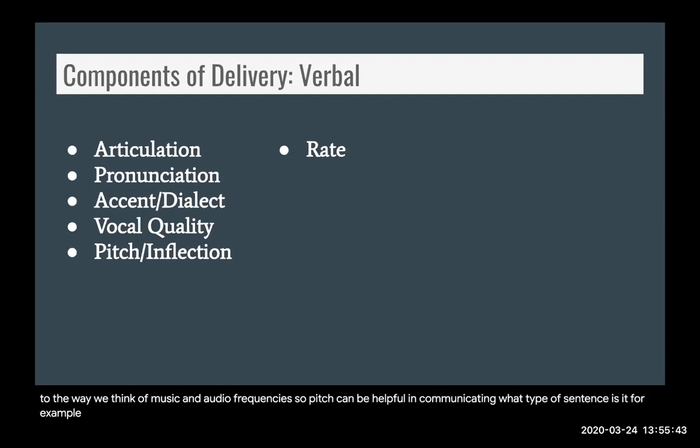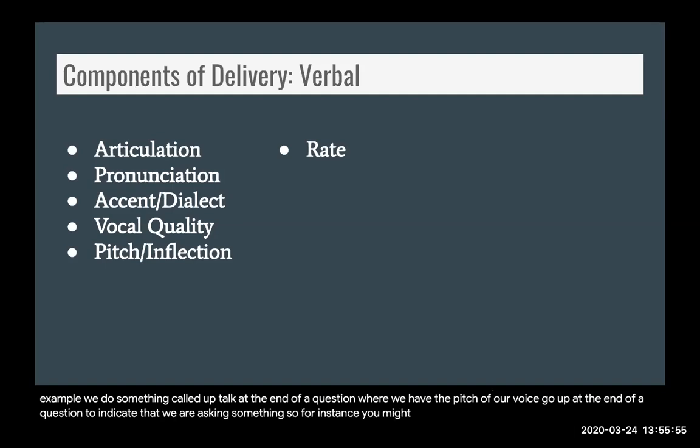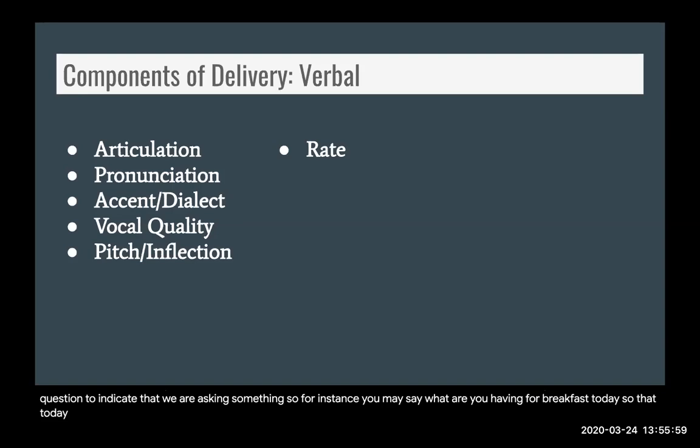For example, we do something called uptalk at the end of a question, where the pitch of our voice goes up at the end of a question to indicate that we are asking something. So for instance, you may say, "What are you having for breakfast today?" So that "today" goes up, but we have to be mindful. Sometimes we do this uptalk even when we are not asking questions.